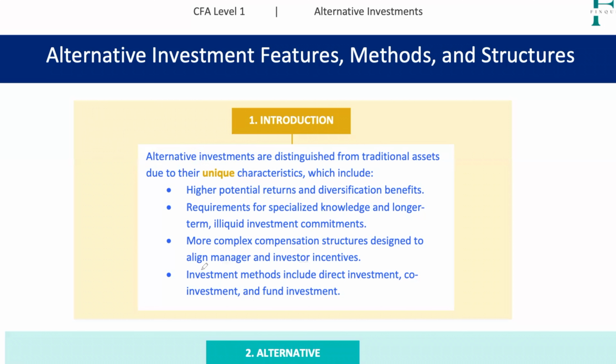In terms of how to get exposure to these investments, you've got a few options. Some investors go direct, especially in private equity or real estate. Others do co-investments, teaming up with bigger players. But most go the fund route, pooled vehicles managed by pros, which offer access and diversification, but also come with fees that can eat into your returns.